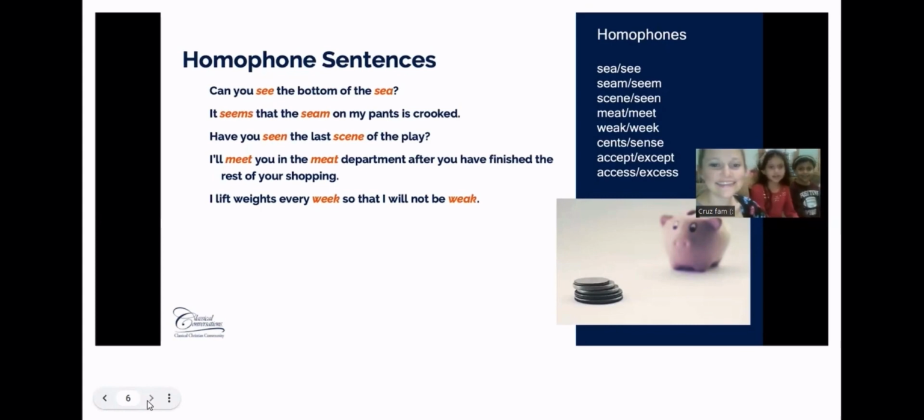Meet and meet. I'll meet you in the meat market after you finish the rest of your shopping. Wheat and wheat. I lift weights every week so that I will not be weak.